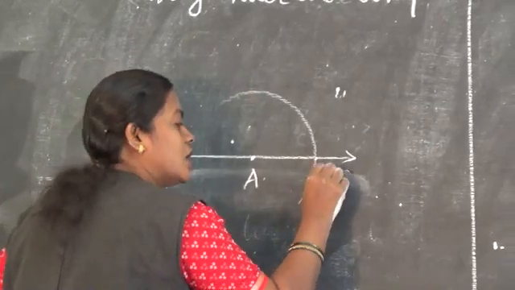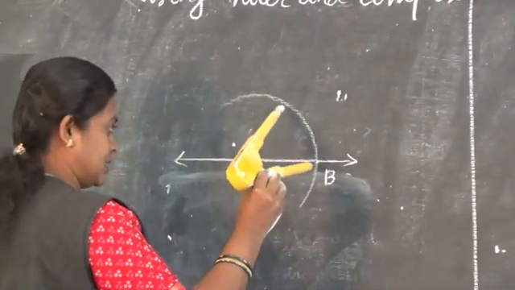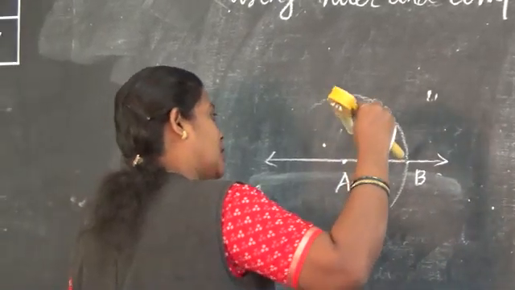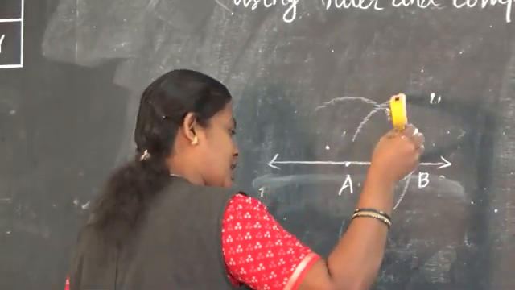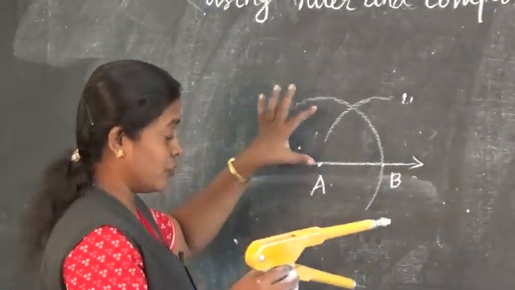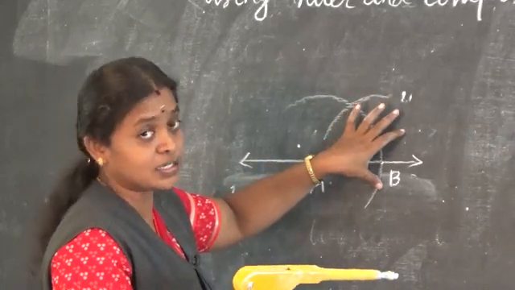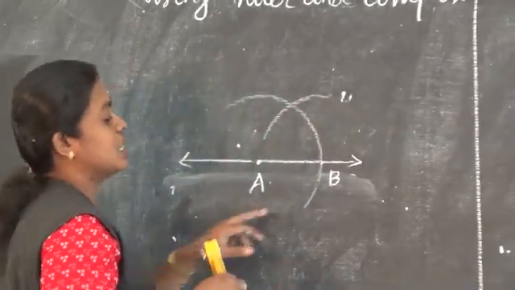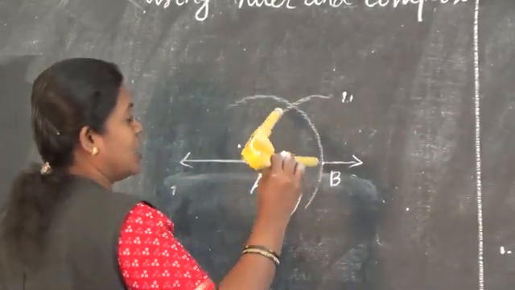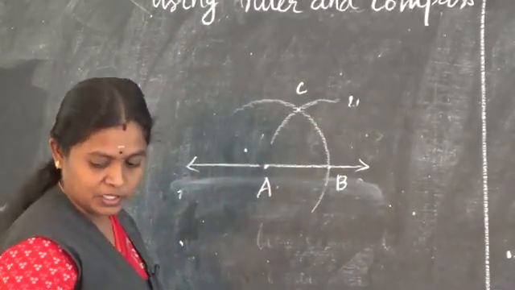Now I mark this point as B. With B as a center, draw an arc. I didn't change any measurement here. The first radius you have taken, you should maintain until the end of the construction. Now with B as a center, draw the arc, and mark the intersection as C.